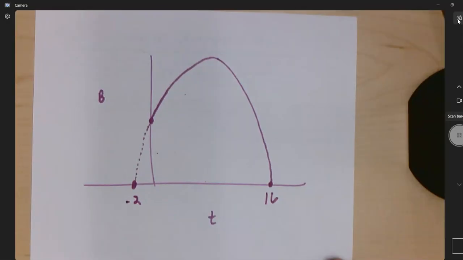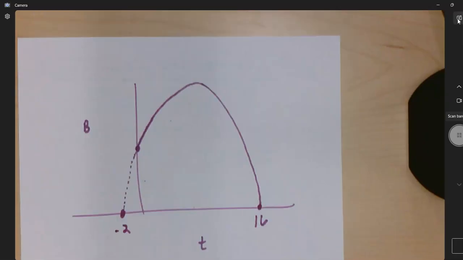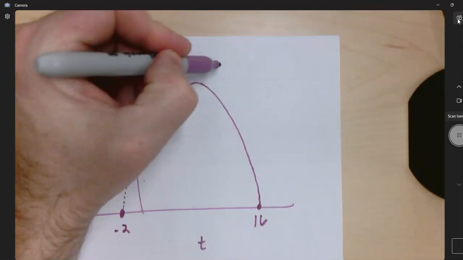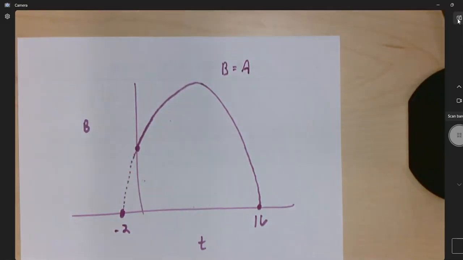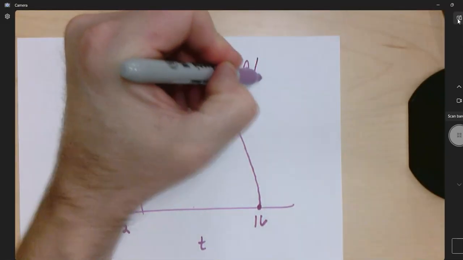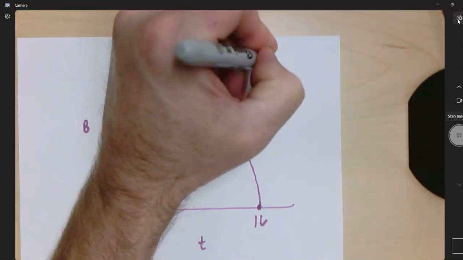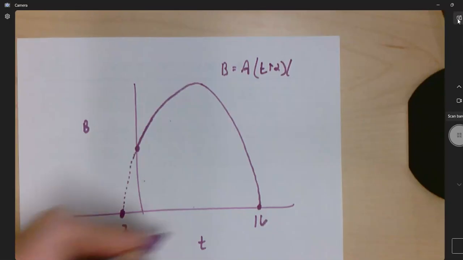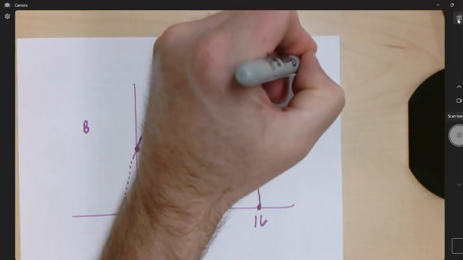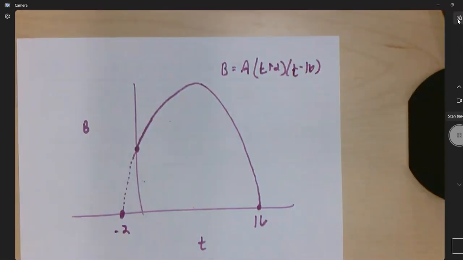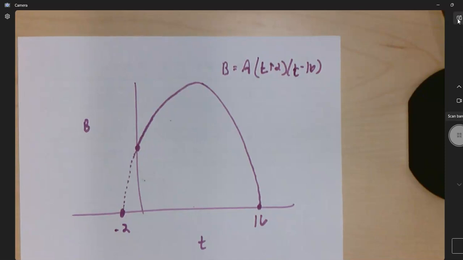So now we're starting to construct this thing. If I was going to write the equation, the number of bugs equals some a value. There's always an a value. And then I have x plus 2, t in this case, t plus 2. And then t minus 16. Remember those little sign flips because we're setting those equal to 0. Okay, that's getting pretty close to an equation.